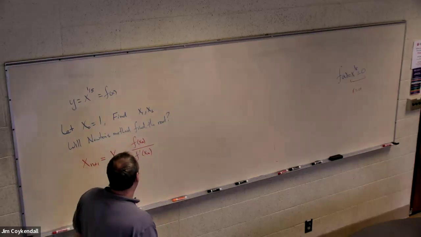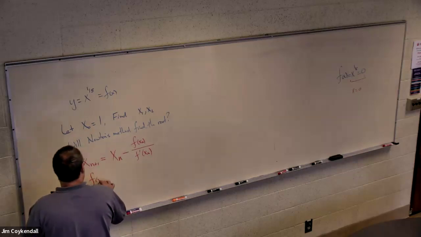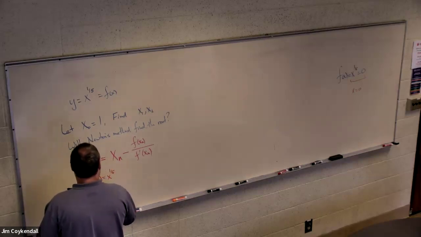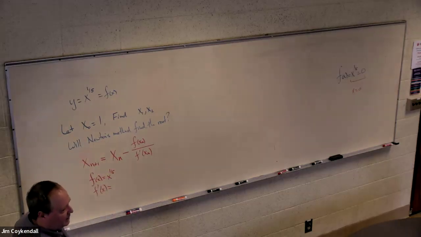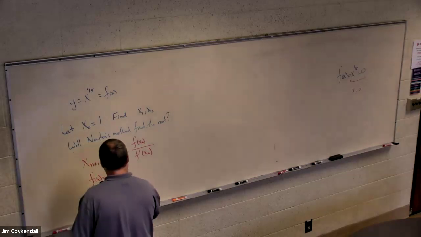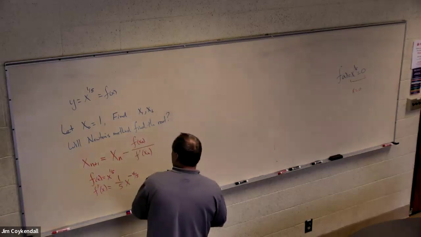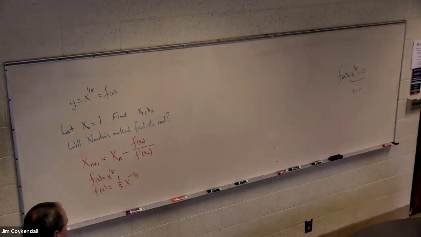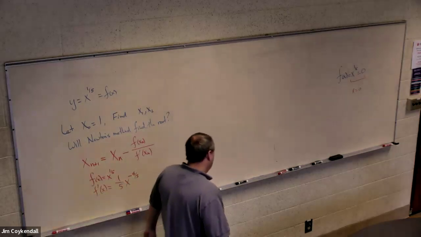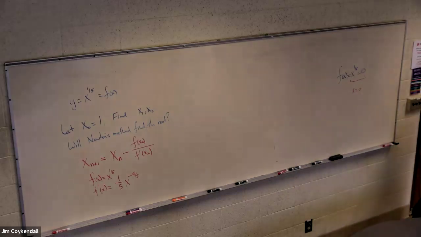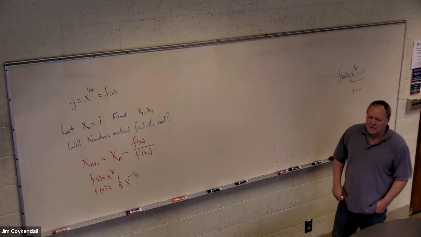The function over the derivative, with x sub n being plugged in. So for our function here, f of x is x to the 1/5. So f prime of x, I'm going to need this one. What's f prime of x? Okay, you all take a minute. We can have a race if you like and see, if you started at x0 equals 1, what x1 is.